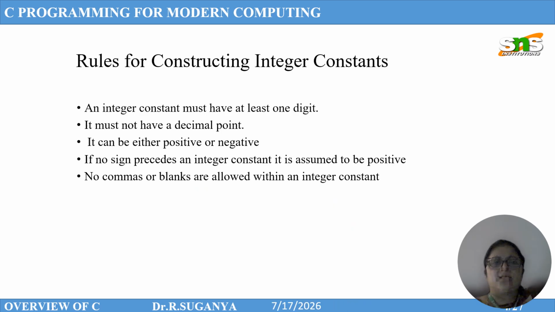Okay. So what are the rules for constructing the integer constants? An integer must always start with at least one digit. It won't have a decimal point. It can be either positive or negative. If we are not giving any positive or negative sign, it will be positive by default. And no commas or blank spaces are allowed within an integer constant.